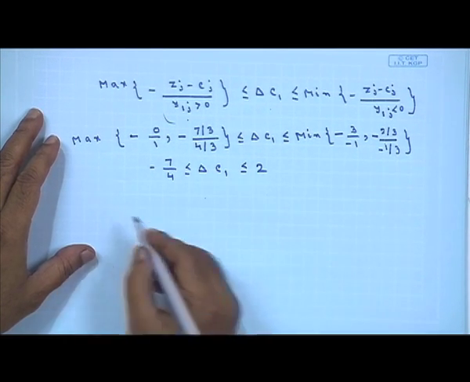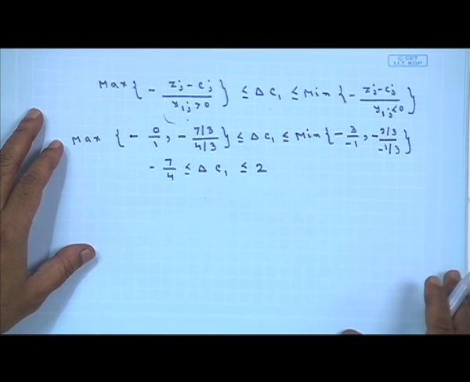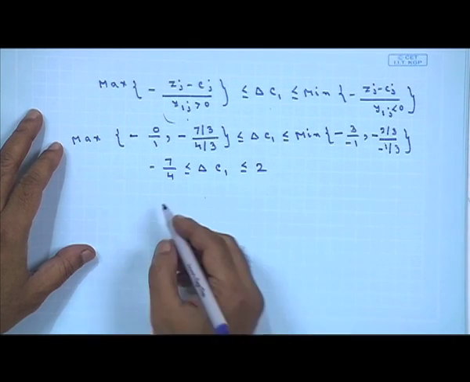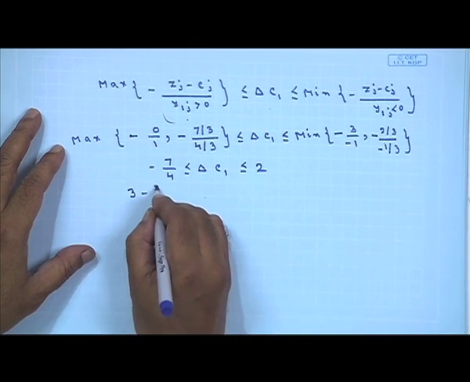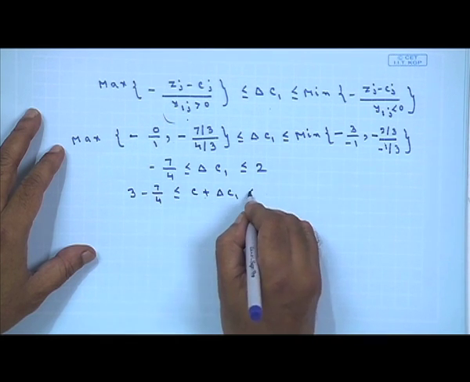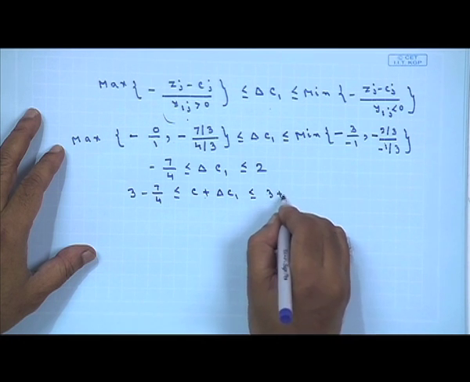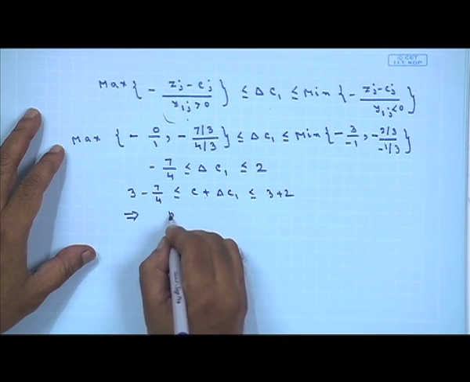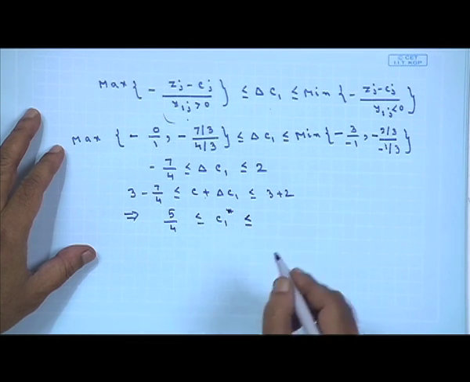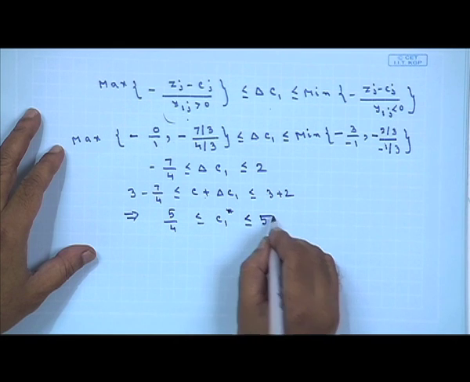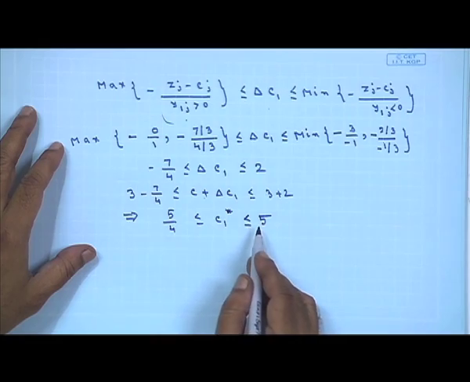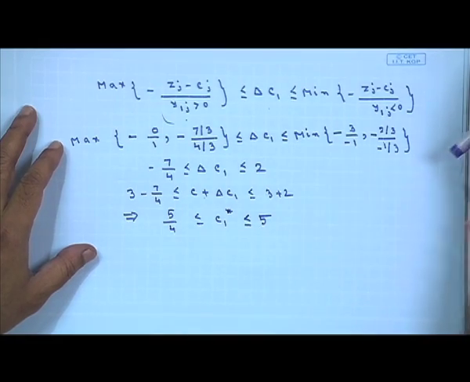So, the value of C for this problem is 3. Therefore, 3 minus 7 by 4 less than or equal to C plus delta C1, less than or equal to 3 plus 2, which implies that if C1 star, or the new value of C, lies in this range, in that case there will be no change in the optimal solution.